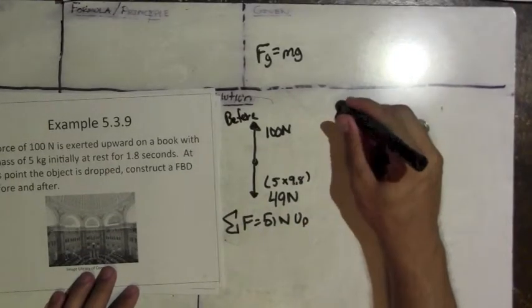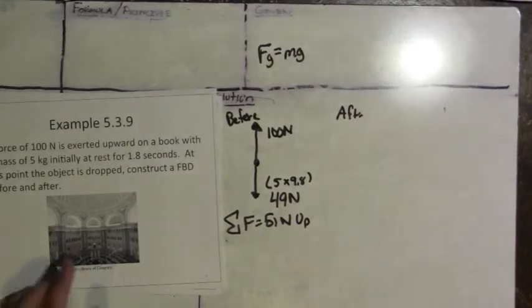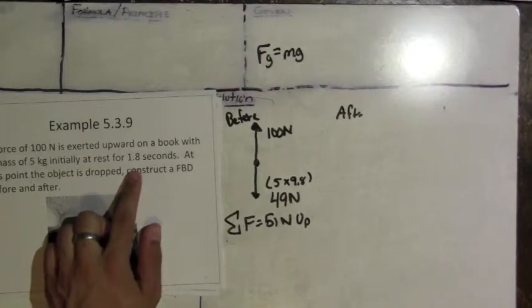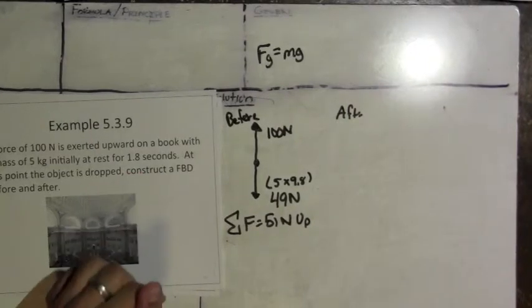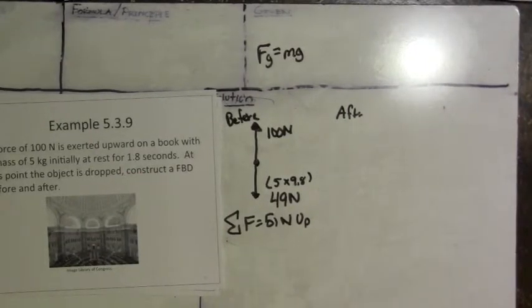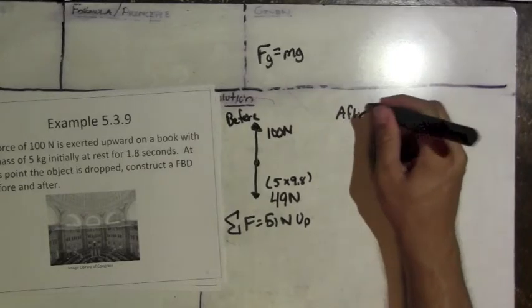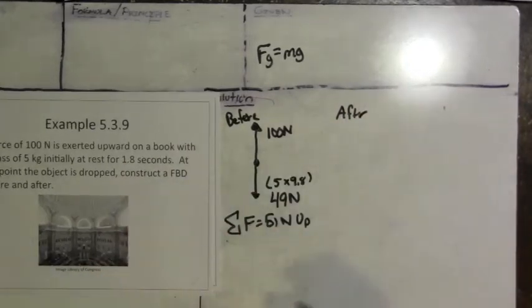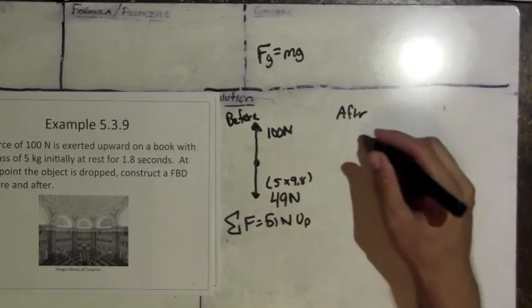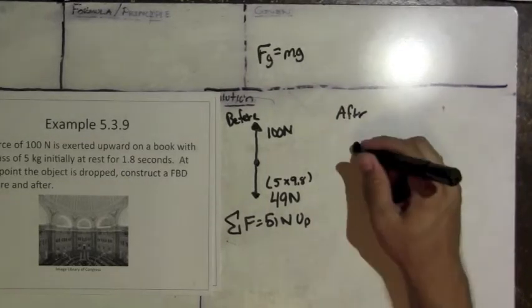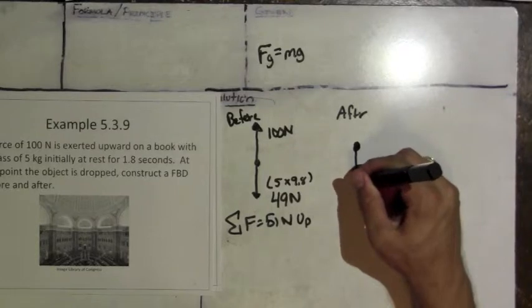Now, afterwards, it says at this point the object is dropped. And this 1.8 seconds is actually irrelevant. I mean, you could figure out at this point, you could say, oh, okay, what is the acceleration of the book? How high is it going to be? But it's irrelevant to finding what the free body diagram is. So once the object is dropped, once it's let go, this upward force no longer exists. There's nothing pushing it up. But the gravitational force still exists.